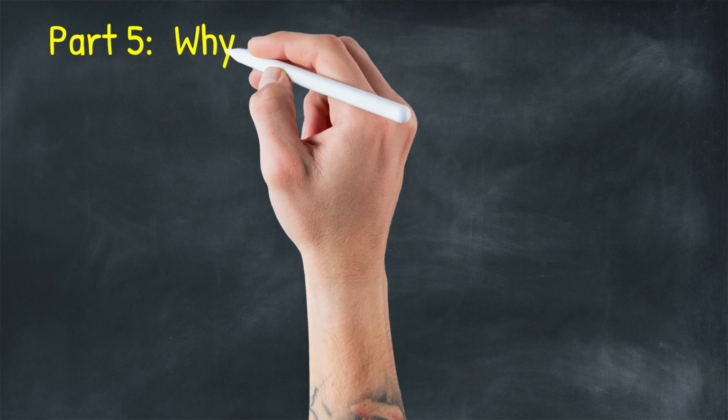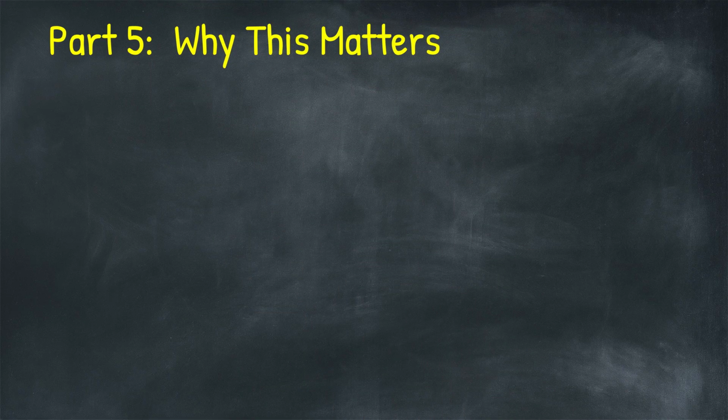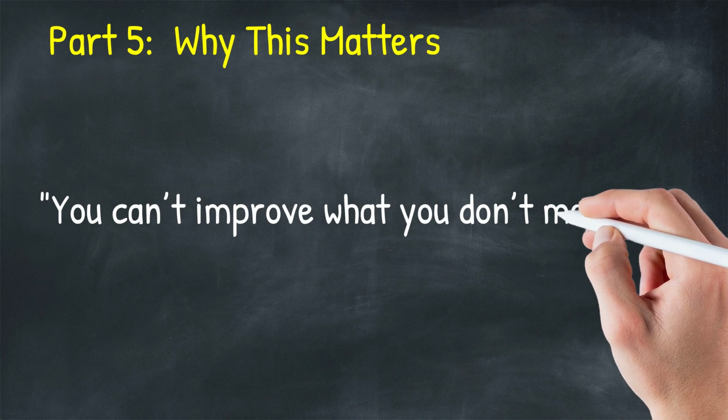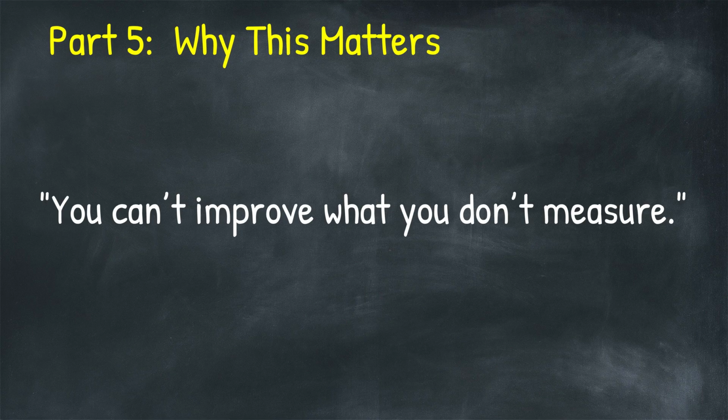Part 5. Why this matters. In Lean Six Sigma, we say, you can't improve what you don't measure. Measuring variation is how we separate common cause noise from special cause signals. The smaller your standard deviation, the more predictable and capable your process is. That's what makes range, variance, and standard deviation not just numbers, but the foundation of process excellence.